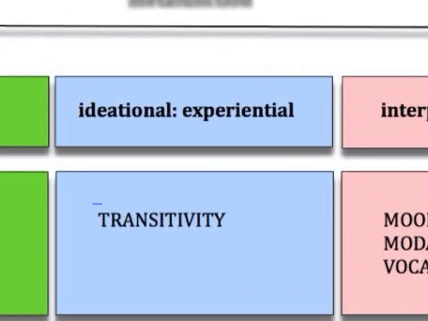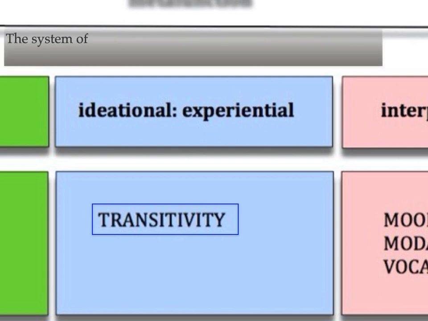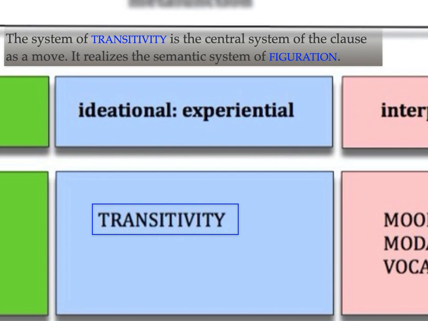And now then, we're moving in on the key system of the clause as a figure, transitivity. So the system of transitivity is a central system of the clause as a, not a move, no, wrong Christian, as a figure. It realizes a semantic system of figuration. Give you a bit of a sense abstractly of this.